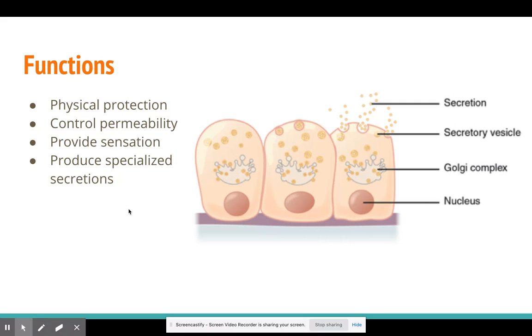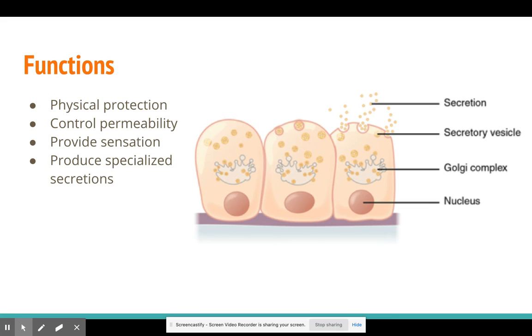Today we're going to be talking about epithelial cells and epithelial tissue. So what is the actual function of epithelial tissue? It helps with physical protection and controls permeability. What that permeability means is it controls what goes in and out. It also provides sensation and produces specialized secretions.